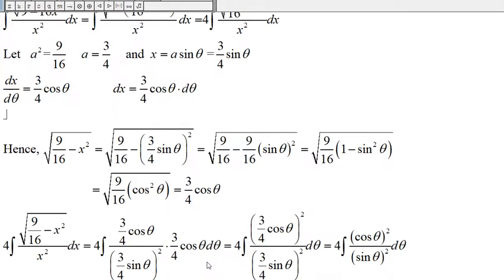And so this integral right here, the square root of 9 over 16 minus x squared becomes 3 over 4 times cosine of theta. x is 3/4 sine theta, and so x squared would be 3/4 sine of theta, squared. dx is 3/4 cosine theta d theta. So in the place of dx, we have 3/4 cosine of theta d theta.